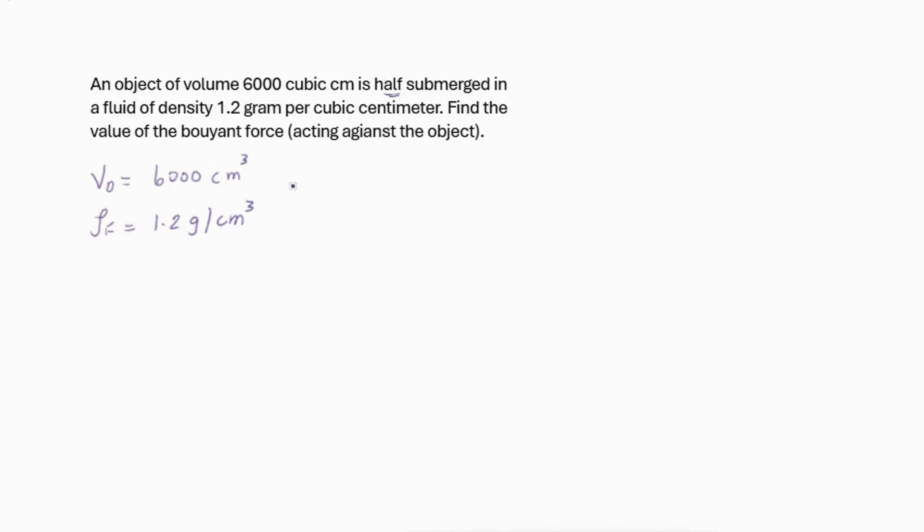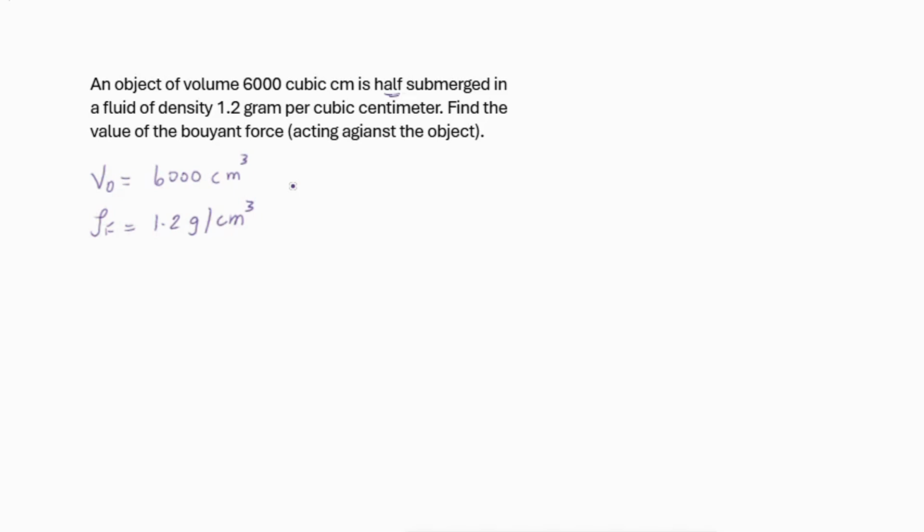Now, first of all, let's understand Archimedes' principle. The buoyant force is that force that's going to be opposing this object that's trying to sink by nature. So the buoyant force is going to be acting upwards in an opposite direction. Okay?